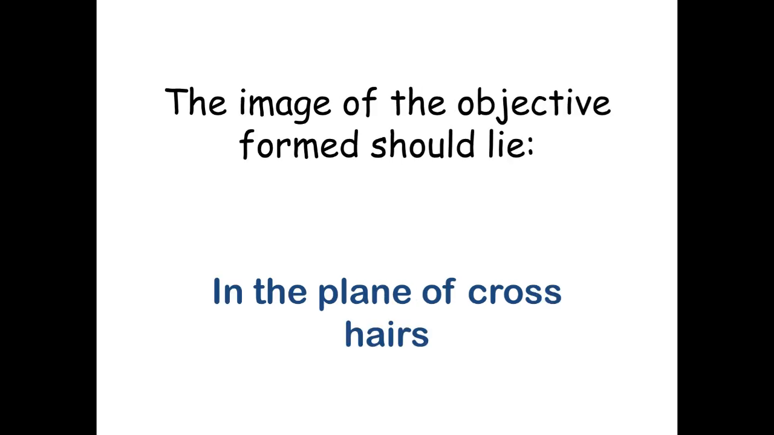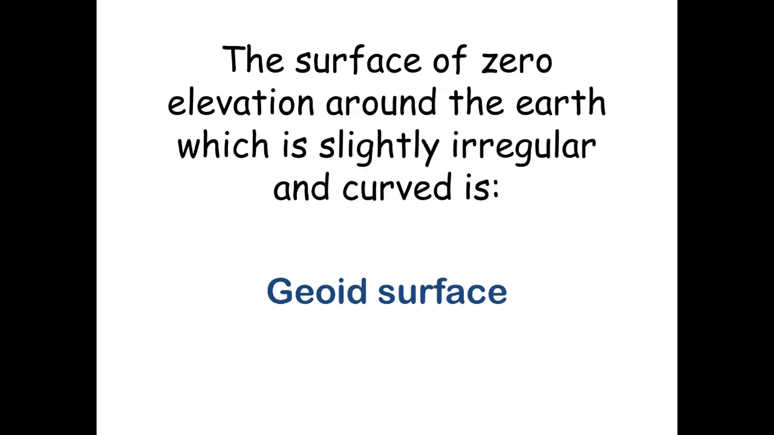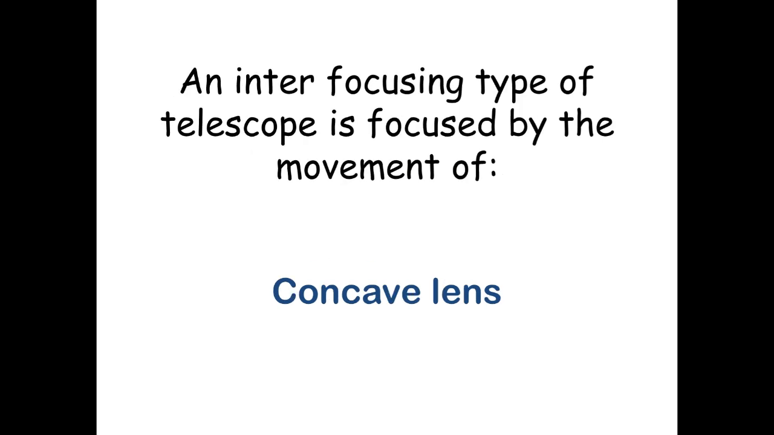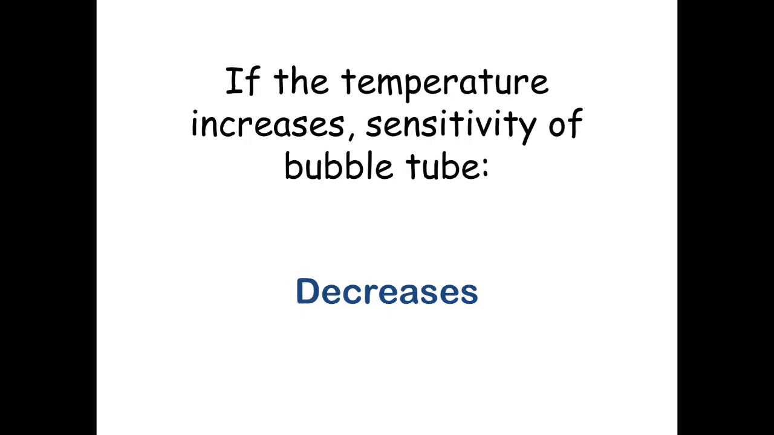The image of the objective formed should lie in the plane of crosshairs. The surface of zero elevation around the earth which is slightly irregular and curved is geoid surface. An interfocusing type of telescope is focused by the movement of concave lens. If the temperature increases, sensitivity of bubble tube decreases.